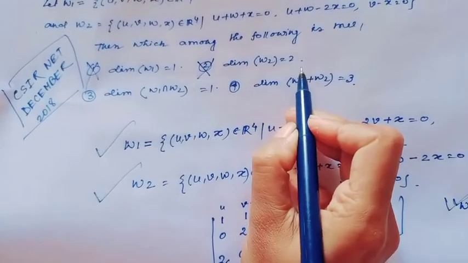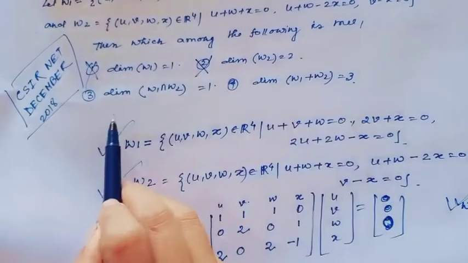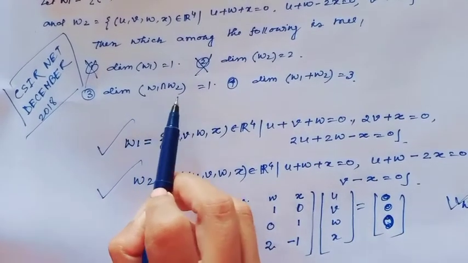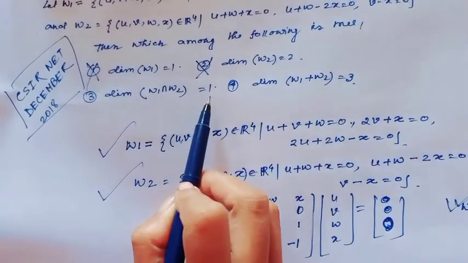Okay. Option 2 is also a wrong option: dimension of W2 equal to 2. This is also a wrong option. And here notice option 3: dimension of W1 intersection W2 equal to 1.